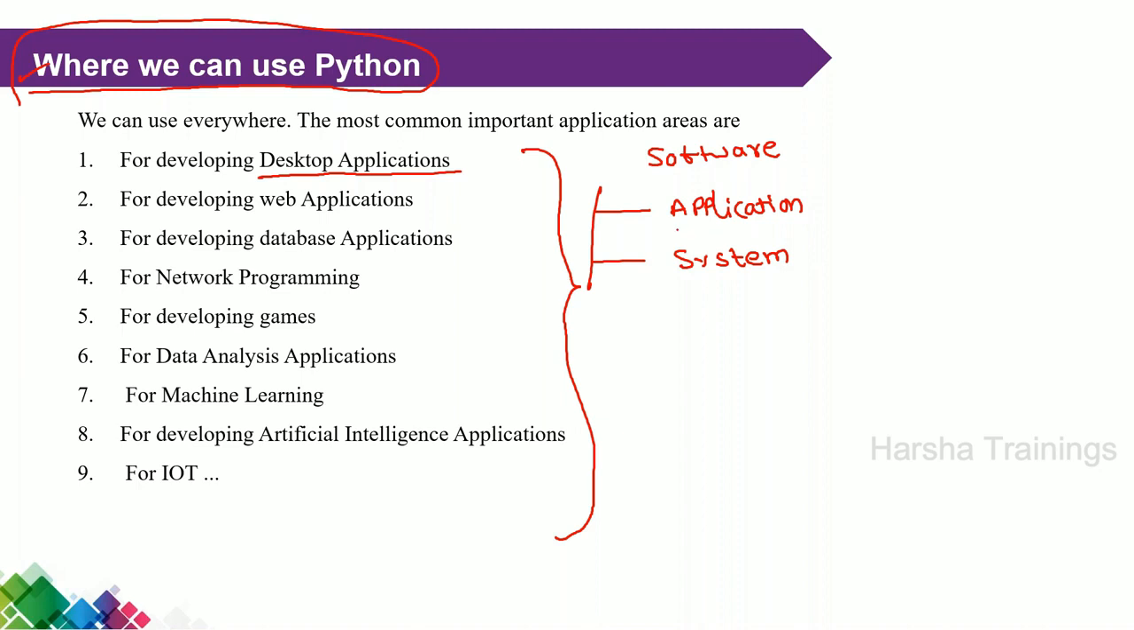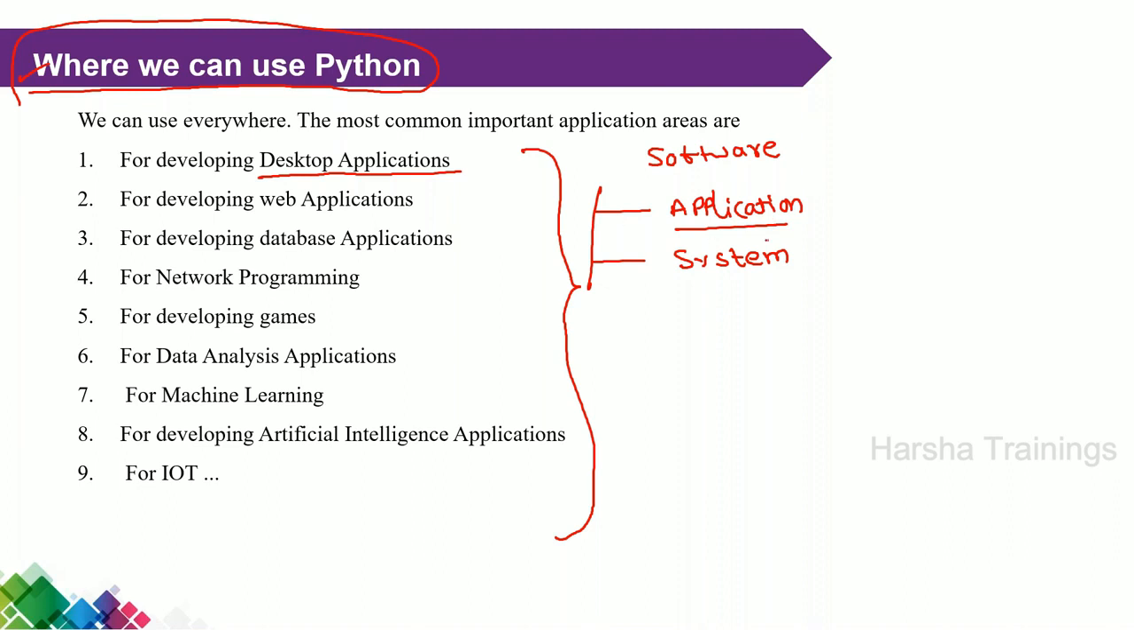What is meant by application software? That is, we design software for some specific purpose. For example, IRCTC is the software that is used only for ticket booking. For example, PayPal is the software which is used only for bank transactions like this. So these are software designed only for some specific purpose.